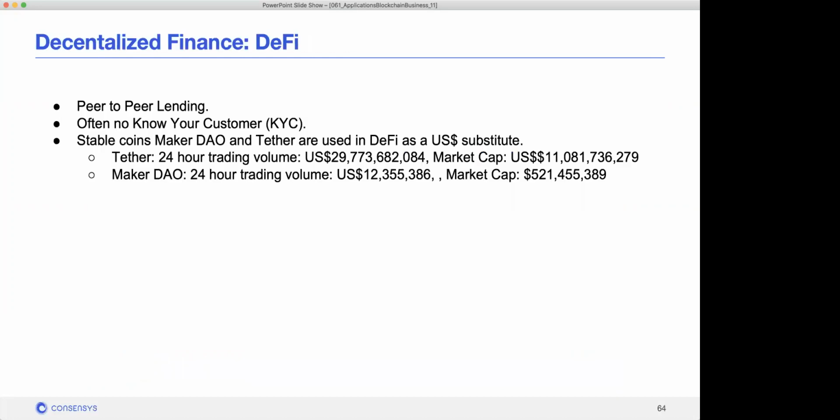So the next thing that's really big is DeFi, decentralized finance. What it really comes down to is peer-to-peer lending. Often there isn't good know your customer, but there might be know your transaction. And so you've got these stable coins like Maker and Tether, which are used as US dollar substitutes.